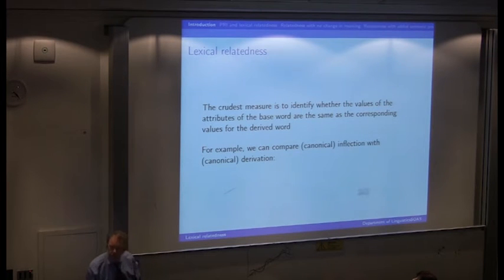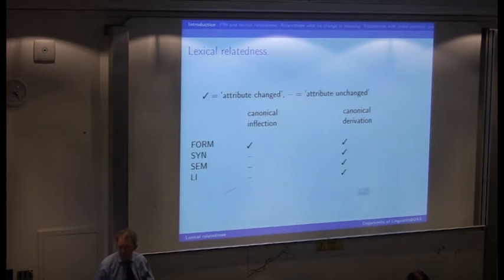So how are we going to measure lexical relatedness or determine whether two arbitrarily chosen words are related to each other? Well, the very crudest way of doing this is to say, first of all, can we say that two of these attributes are identical to each other? They have the same form or the same meaning or whatever. And if that's the case, then you'd want to say that the words are related. If you've got canonical inflection, then clearly run and runs are related to each other as forms of a word. If you've got canonical derivation, on the other hand, everything changes. So there we have to adopt a slightly different approach to looking at relatedness.